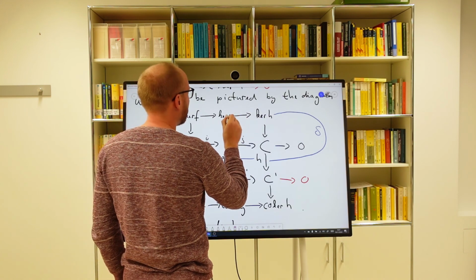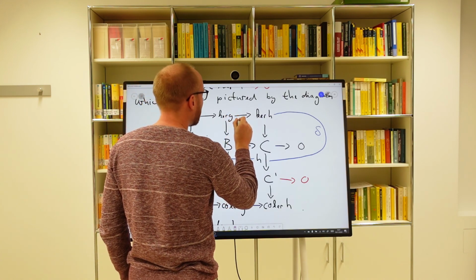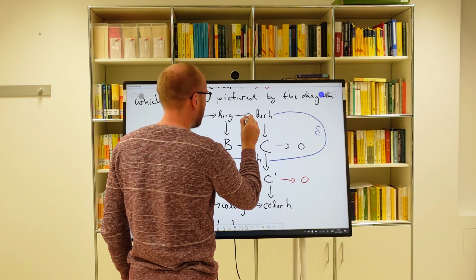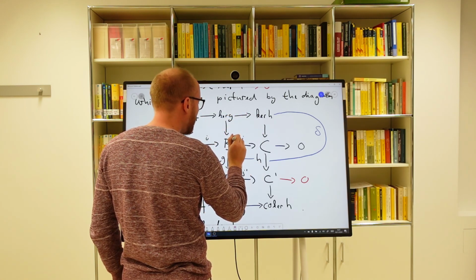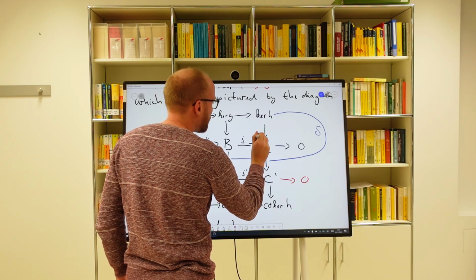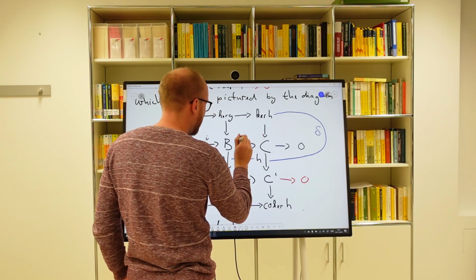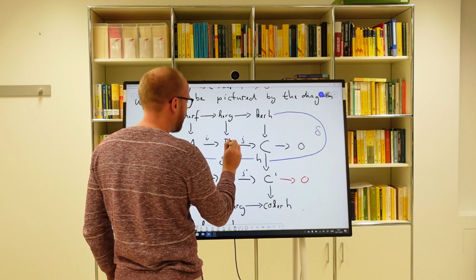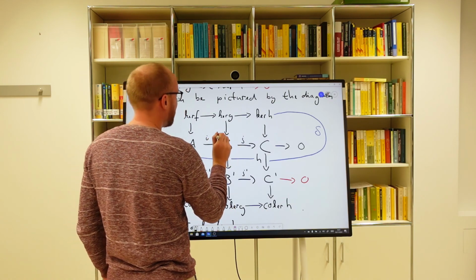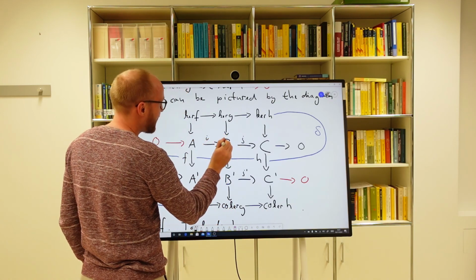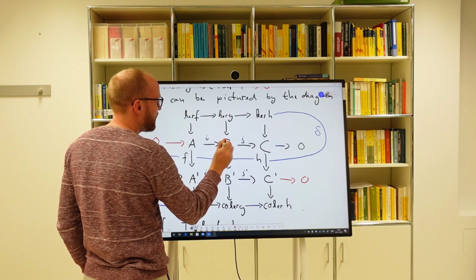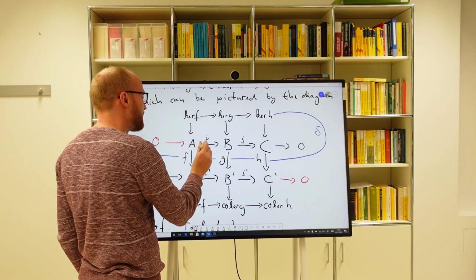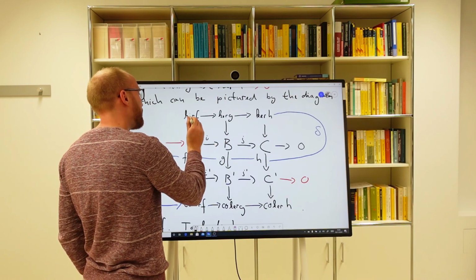The other direction is probably a little chase. So let's see. If I've got an element in the kernel of this homomorphism here, that means, well, it's just restriction. So this is an element down here in B, which is mapped by J to 0. So it lies in the kernel of J, which by exactness is equal to the image of I. So it's got a pre-image here. Actually, this is what we want. We want a pre-image, right? We want to show it's in the image of this map. The only thing that remains to verify now is that this pre-image lies in the kernel of F.